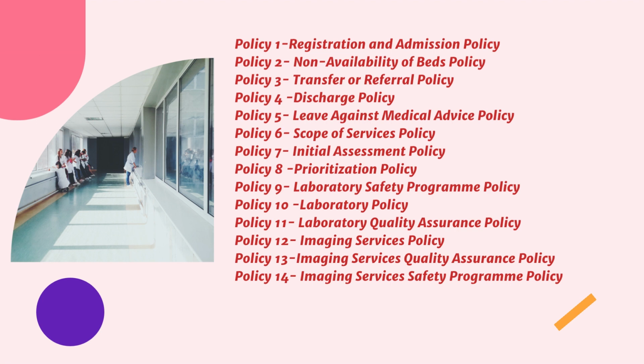Policy 6 is the scope of services policy, that is, what the scope of the services in the hospital is, what kind of services are provided in the hospital. Policy 7 is the initial assessment policy, the initial assessment which is taken for the patient to check the BP, the blood pressure, the temperature, and the weight and the height and everything. Then policy 8 is the prioritization policy, to prioritize the patient on the basis of the criticality of the disease or any injury. Then policy 9 is the laboratory safety program policy.